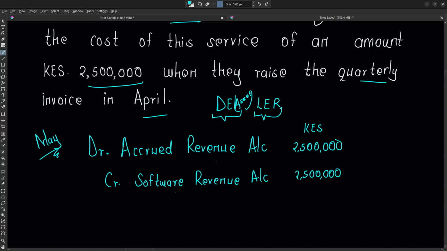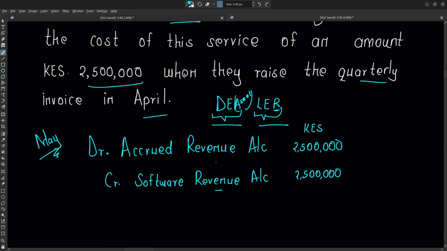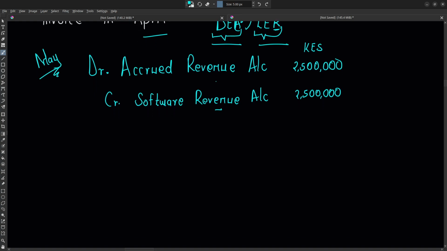Remember, this is a revenue account. Revenue is on the right side of the accounting equation, and when you want to increase a revenue account, you credit, which is the opposite of this side. So here we are crediting to recognize an increase in our revenue account. Now what happens in April when we raise this quarterly invoice?